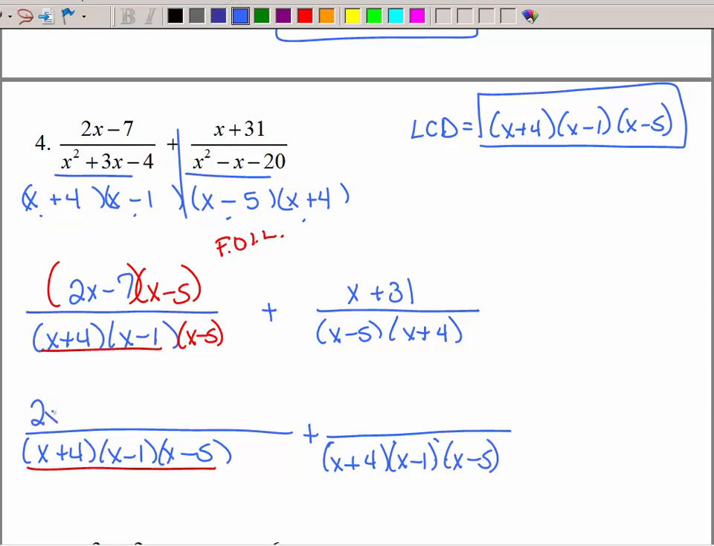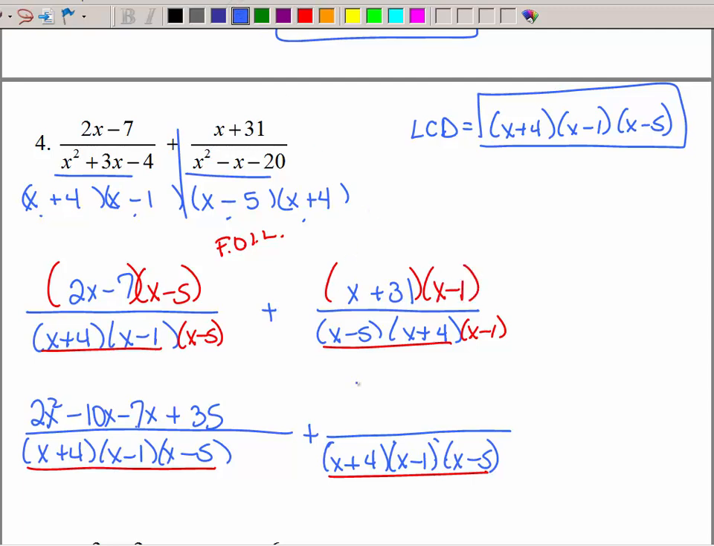That's going to be 2x squared minus 10x minus 7x plus 35. Here, compare the old to the new, I need to multiply by x minus 1. So again, I'm FOILing. Now I'm going to write down that denominator. And yes, I know that's long.